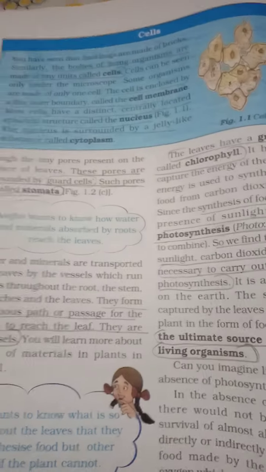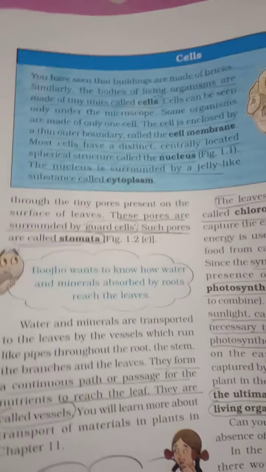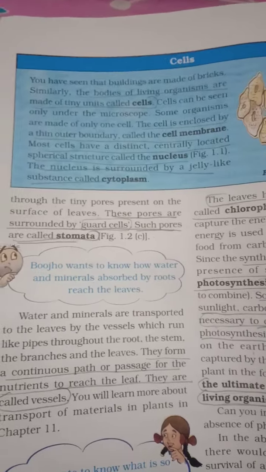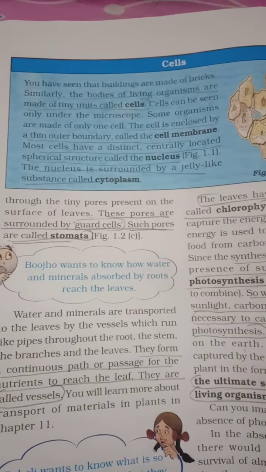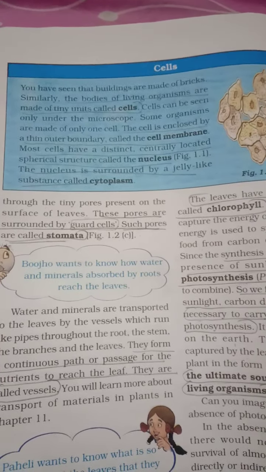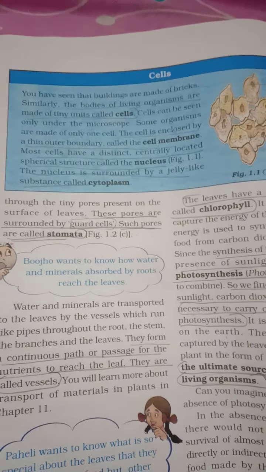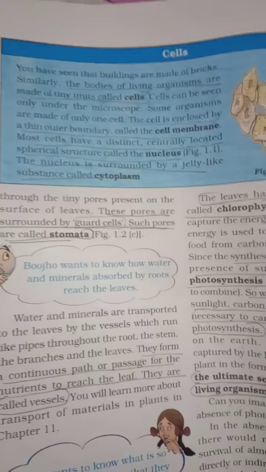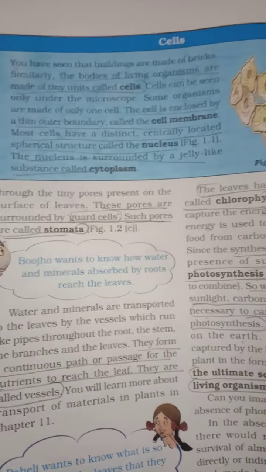of the leaf. These pores are surrounded by guard cells. Such pores are called stomata. In the leaves, there are tiny pores, and these tiny pores on the surface of the leaves are called stomata. And these stomata are protected by the guard cells.